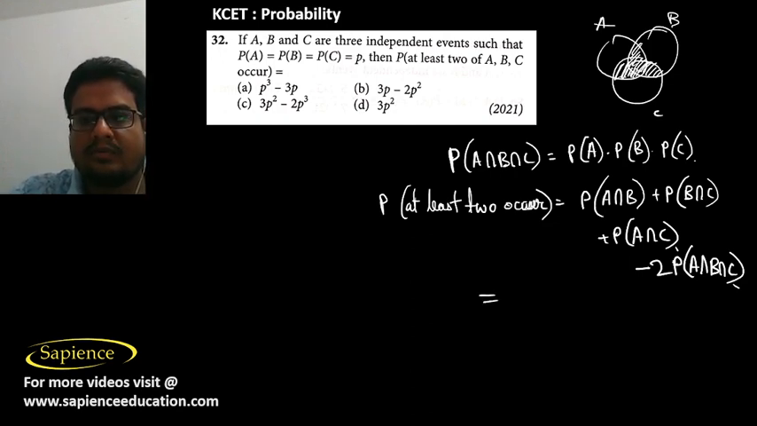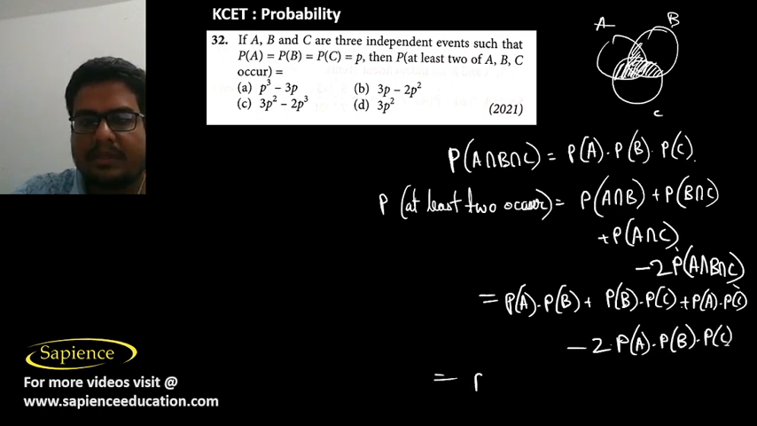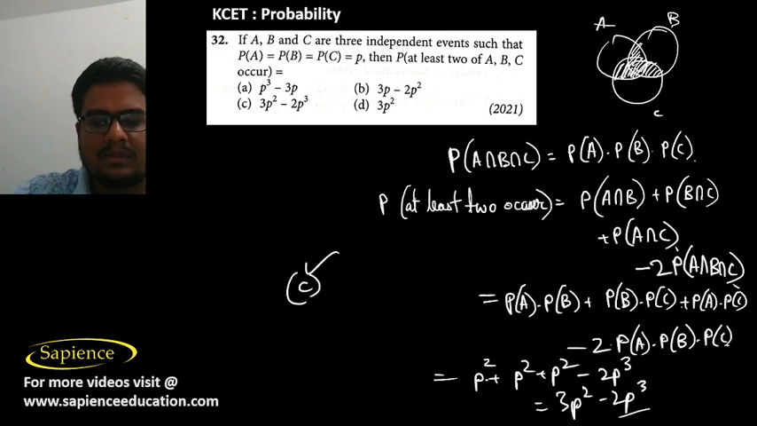So this will be equal to P of A intersection B, that is P of A into P of B, plus P of B intersection C is P of B into P of C, plus P of A into P of C, minus 2 into probability of A into probability of B into probability of C. So this will be P square plus P square plus P square, minus 2P cube. This will be 3P square minus 2P cube. So option C is the correct answer.